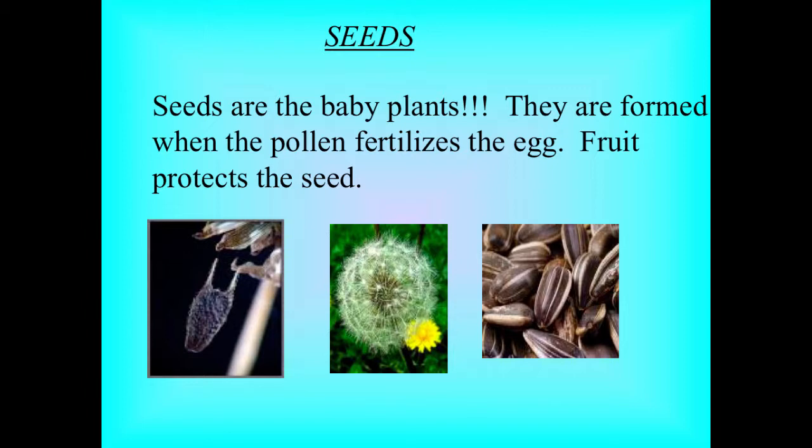Seeds are the baby plants. They are formed when pollen fertilizes the egg, and whenever we have fruit that comes from plants, that was formed to protect the seed. So when you eat an apple, there's seeds inside. Oranges, there's seeds inside. It also helps provide them with a lot of water.